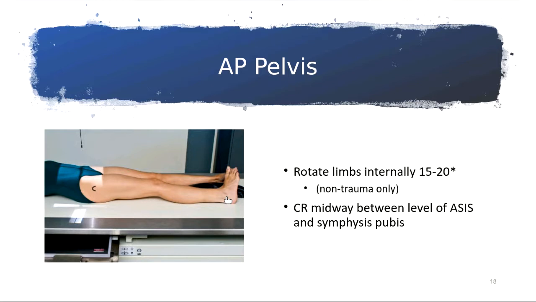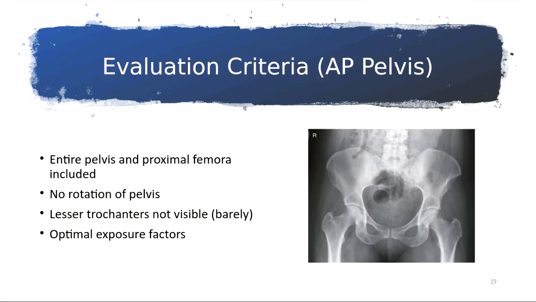And the central ray is perpendicular to the IR, midway between the level of the ASISs and the symphysis pubis. And this is approximately 2 inches below ASISs. So you're going to find ASISs. Now, I don't know where her ASIS is. We'll probably guess right about there. So you're going to be 2 inches below ASIS and then midline. Okay, 2 inches below ASISs and midline, 80 kVp, 12.5 mAs.